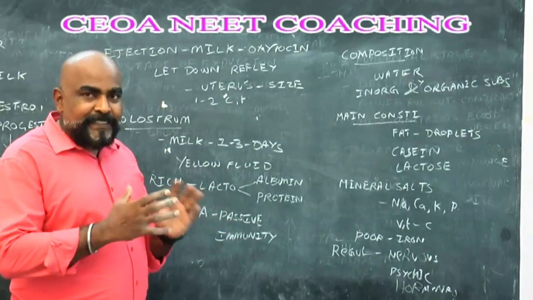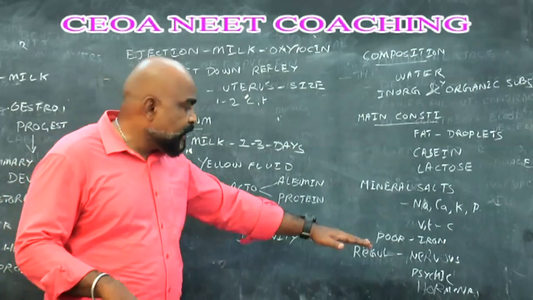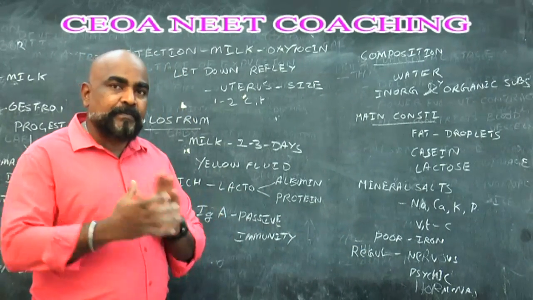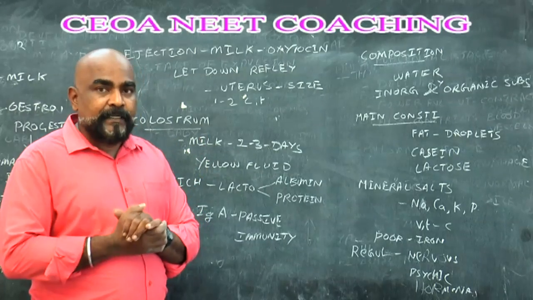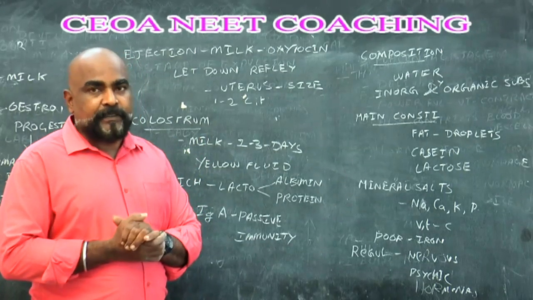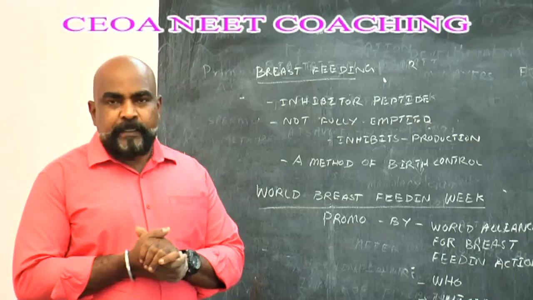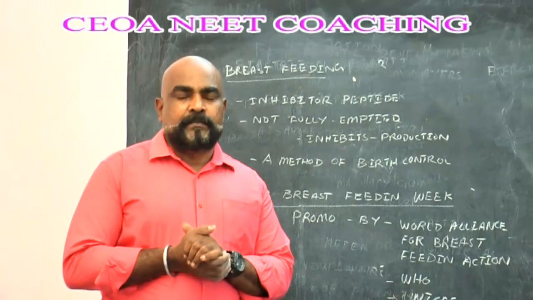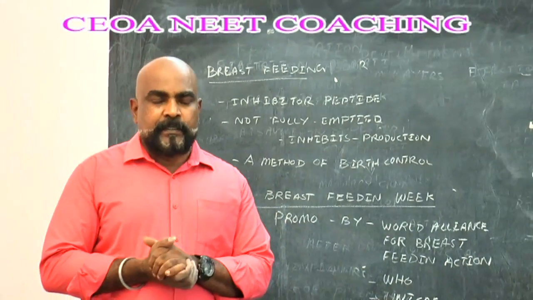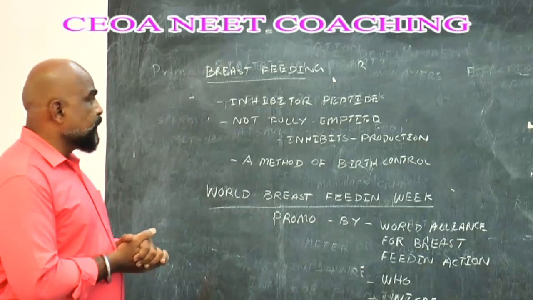The regulation of milk secretion is mainly controlled by the nervous system, apart from that, the psychic condition of the mother and the hormonal level of the mother. Breastfeeding is very important for the health of the baby as well as for the mother. Let us see the importance of breastfeeding.